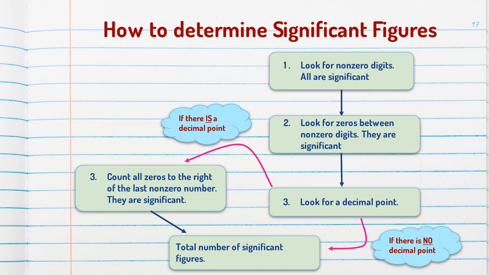So how do we determine significant figures? So we look for non-zero digits, and they are all significant. And then we look for zeros between non-zero digits. Those are also significant. Then we start looking for a decimal place. If there is no decimal place, you have calculated the total number of sig figs. If there is a decimal place, we count all zeros to the right of the last non-zero number. Those are significant. So let's do a couple of practice problems.